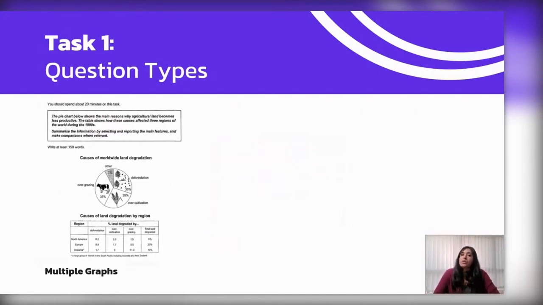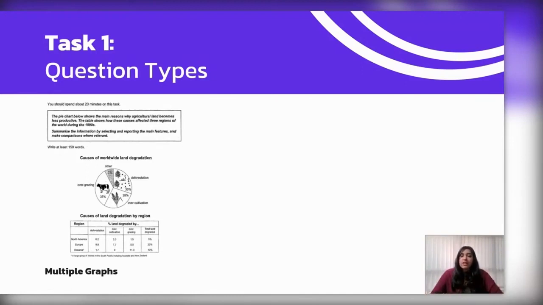Okay, so it's really important to understand the different question types that could come up in the exam. Since we're speaking about the writing section and specifically Task 1, it's really important to understand the question types that come up so that you can practice and prepare for it and make sure that on the day of the exam, you're not surprised. If you were only practicing bar charts and summarizing those, and suddenly you get a pie chart, you'd be like, oh no, I haven't practiced that.